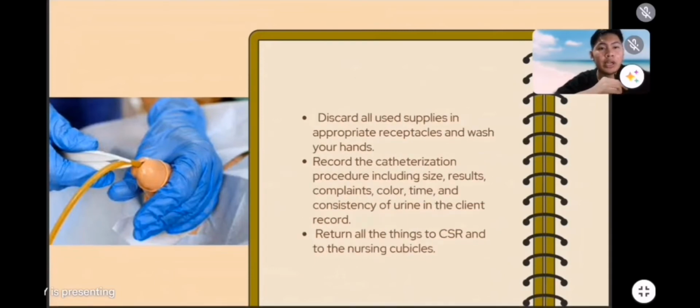So after returning the patient to a comfortable position, we need to discard all the used supplies in appropriate receptacles and wash our hands to avoid contamination. Record the catheterization procedure including the size, result, complaints, color, time, and consistency of the urine in the client's record, and return all the things to the CSR and to the nursing cubicles.